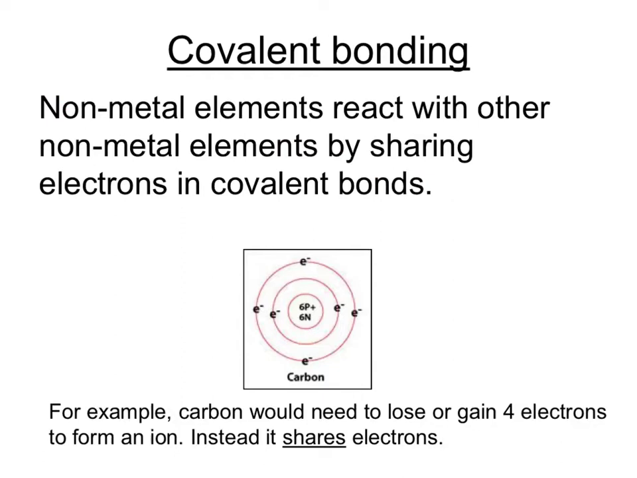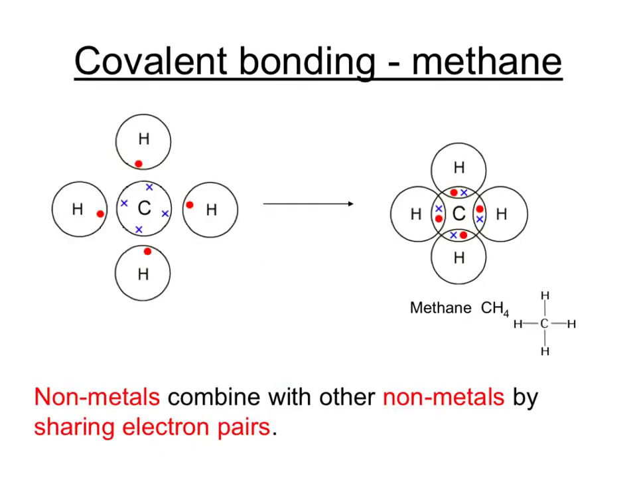Carbon, for example, is a non-metal, would need to lose or gain 4 electrons to form an ion, and instead it shares electrons when it reacts with hydrogen, for example, to form methane. The carbon atom has 4 electrons and wants a full shell of 8. The hydrogen atom has got 1 electron and needs a full shell of 2.